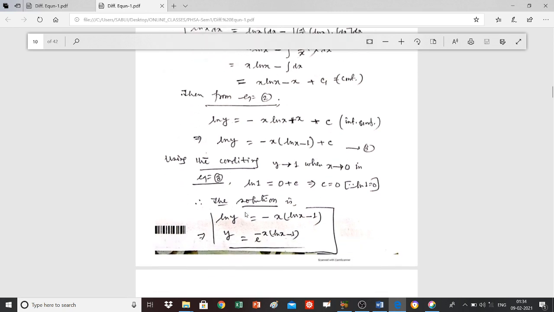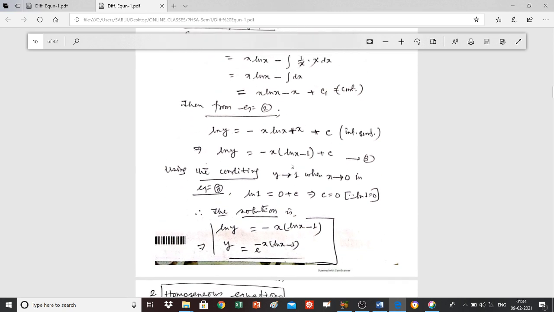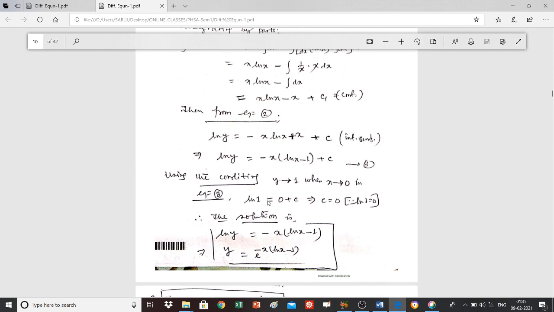Now the boundary condition was y tends to 1 when x tends to 0. So just substitute the values of y and x in this expression. Here log 1, that is equal to, x is 0, so 0, and this term is c, and log 1 is equal to 0, you know. So from here you can easily find the value of c as 0. So c is 0 in this solution. So you can finally write y is equal to e to the power minus x log x minus 1. So this is the final solution.